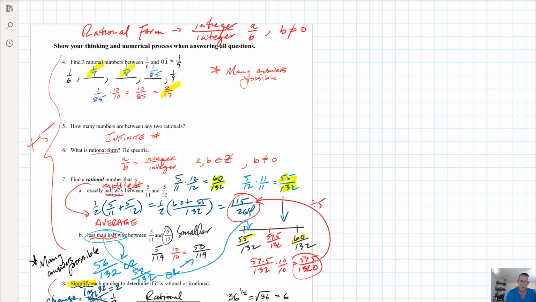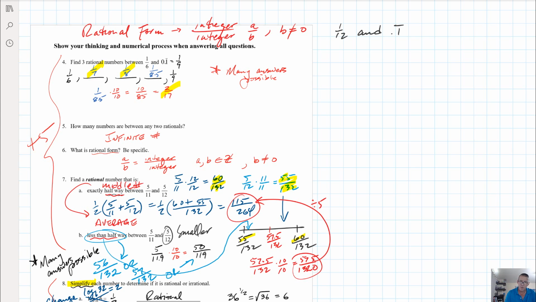Let's take a look at 1/12 and 0.9 repeating, and we want to figure out some fractions in between there. So for 0.1 repeating, we have to know what 0.1 repeating is as a fraction.